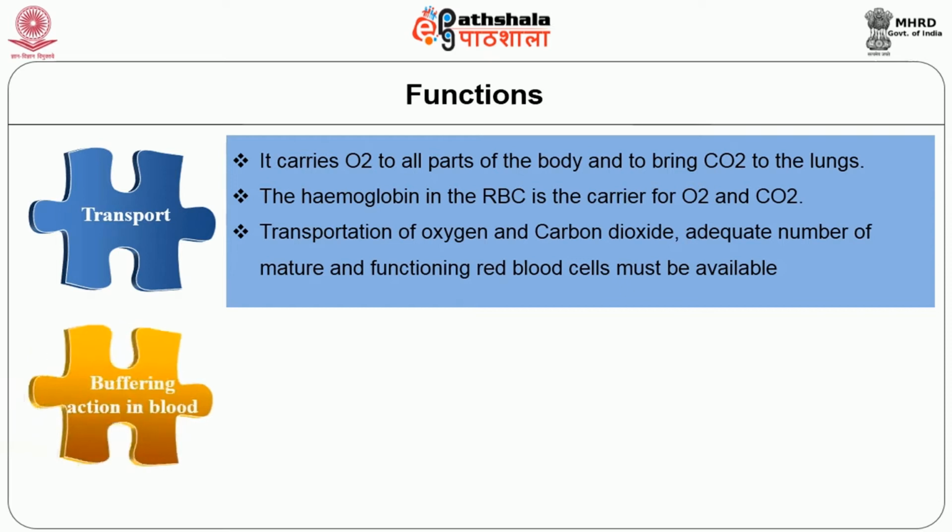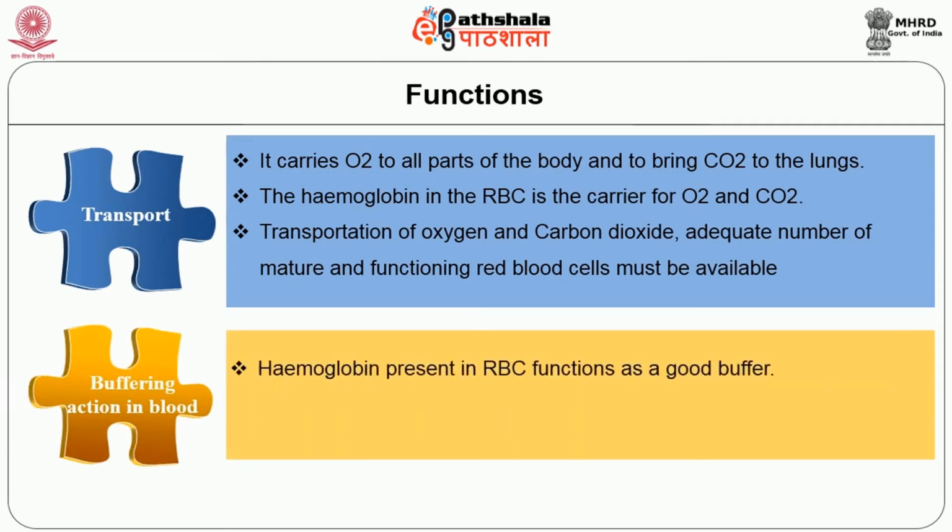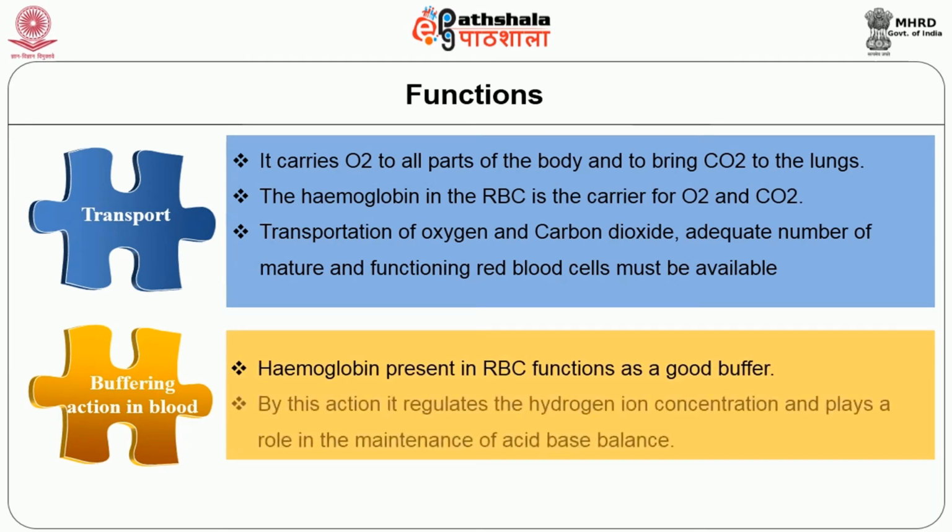Next is the buffering action in blood. The hemoglobin that is present in the RBC functions as a very good buffer. By this action, it regulates the hydrogen ion concentration and plays a role in the maintenance of acid-base balance.